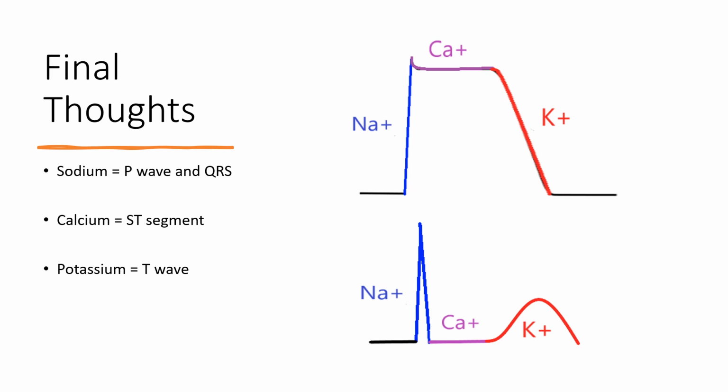Sodium affects the P wave and the QRS because it's the electrolyte in motion during depolarization. Atrial depolarization would be your P wave, ventricular would be your QRS. Calcium affects the ST segment, which is that plateau phase. So high calcium equals short ST, low calcium, long ST. And then potassium affects T waves. If I have high potassium, I have tall, narrow T waves. If I have low potassium, I have low biphasic T waves that go down and then up. So there it is, electrolytes summed up for your ECG.